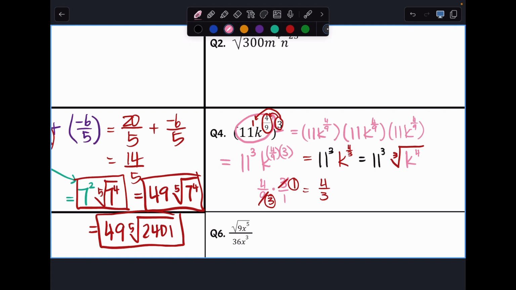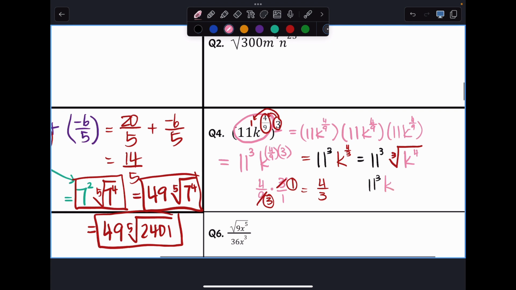Can I simplify that again? Okay, I have 4 k's being multiplied. K times k times k times k. How many groups of 3 can I make? 1 group of 3. So how many k's are walking out of there? Only 1. So I have 11 to the 3rd power k. And then what I'm left with inside the cube root is just 1k. Any questions on this one before we move on?